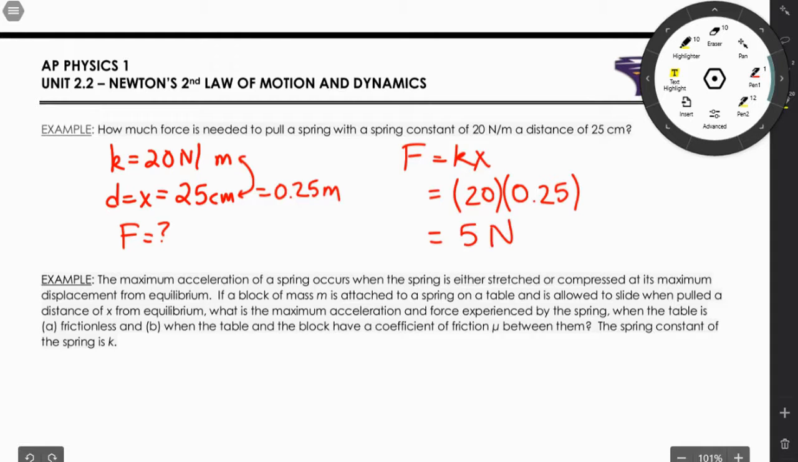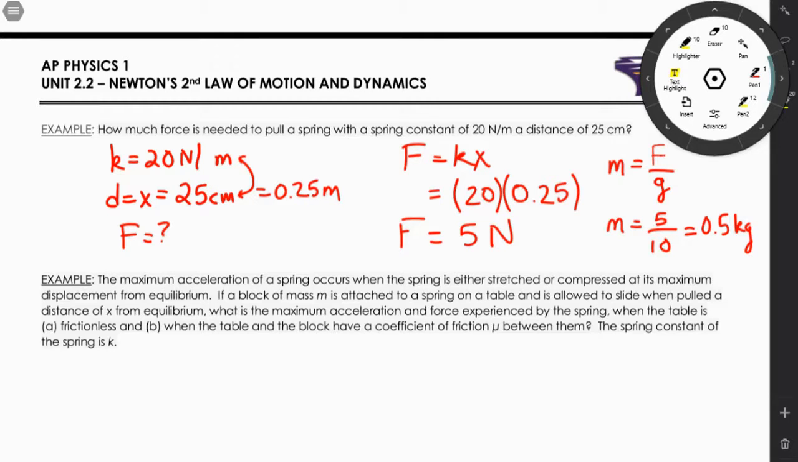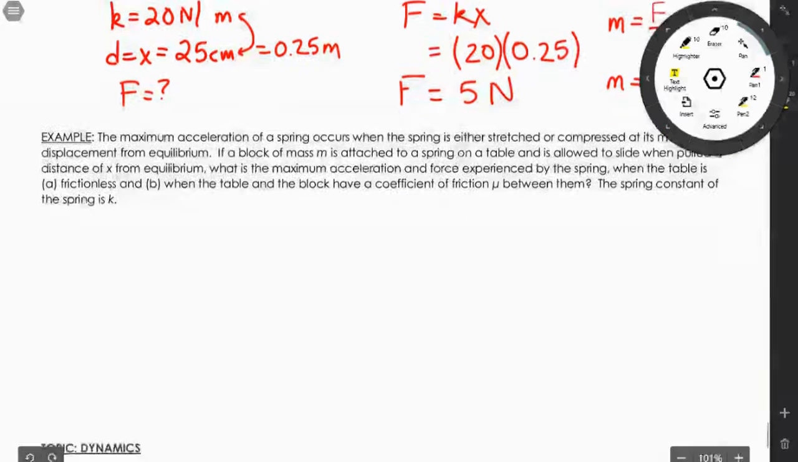And so it's just going to be 5 newtons. Now, if you say it was done by a mass, then we can figure out the mass of that force. So m equals F over g, so m equals 5 divided by 10, or it's like we took a half kilogram mass and attached it to this spring to cause all this to happen. That wasn't asked for, but that is something that they can ask you to do. All right, so the next one.